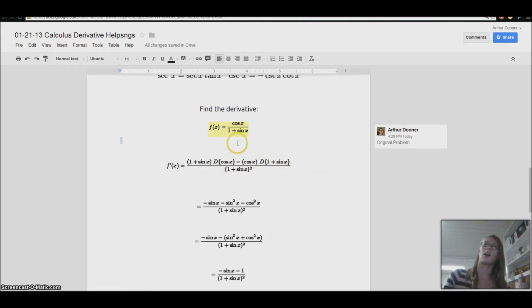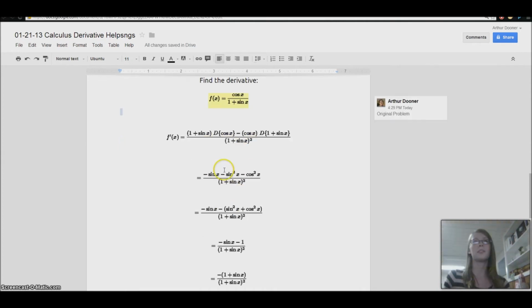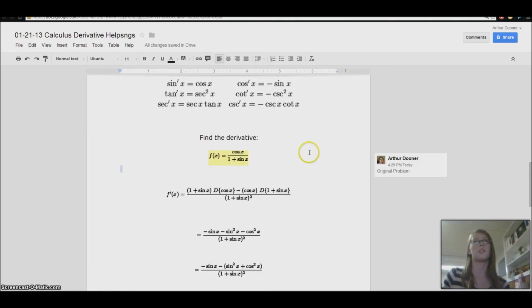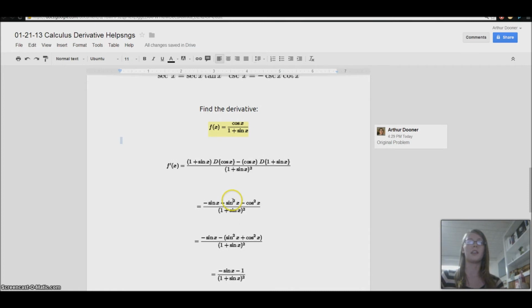So in the second step, while you're simplifying this big derivative down to the smaller version of the derivative, you distribute the derivative of cosine of x, which we know from the chart above is negative sine x, and you multiply that by 1, so that's just negative sine of x, and you also multiply it by distribution by sine of x to get negative sine squared x.